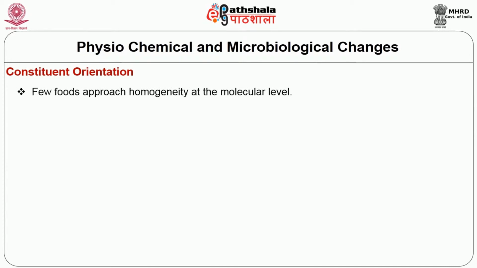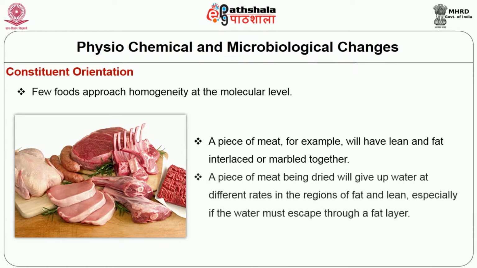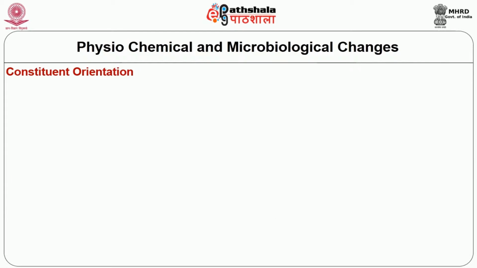Few foods approach homogeneity at the molecular level. A piece of meat, for example, will have lean or fat interlaced or marbled together. A piece of meat being dried will give up water at different rates in the regions of fat and lean, especially if the water must escape through a fat layer.